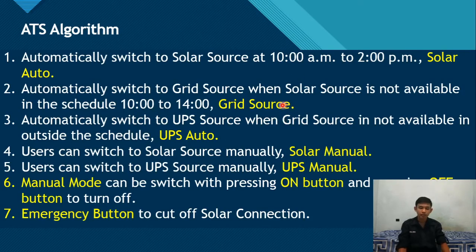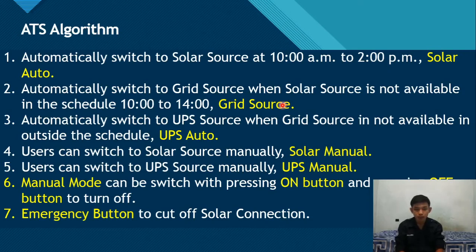For the algorithm of the ICITACEE system, first, automatically switch to solar source at 10 a.m. to 2 p.m., or we can call the solar auto mode. And second, automatically switch to grid source when solar source is not available in the schedule 10 a.m. to 2 p.m., or we call the grid source. And the third, automatically switch to the UPS source when grid source is not available outside the schedule, or we call the UPS auto mode.